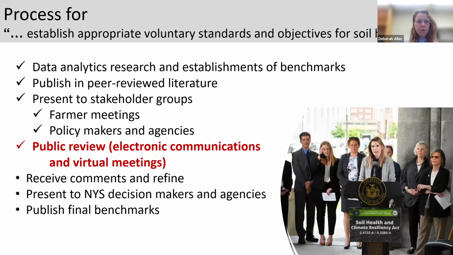Next. So where are we in the current process around establishing appropriate voluntary standards and objectives for soil health in New York State? This is where we are in the process. We've completed the first 3 check marks: the data analytics, research, publishing peer-reviewed literature, which I just shared with you all, presenting to stakeholder groups. We've met with farmers, we've met with various agencies and organizations to share this work, and now it's open for public review.